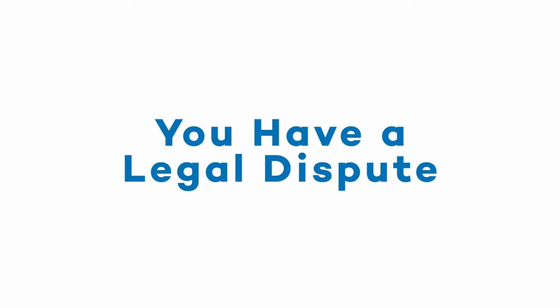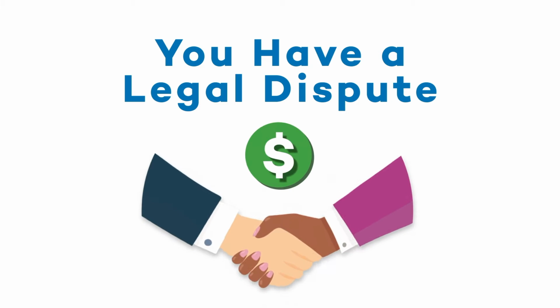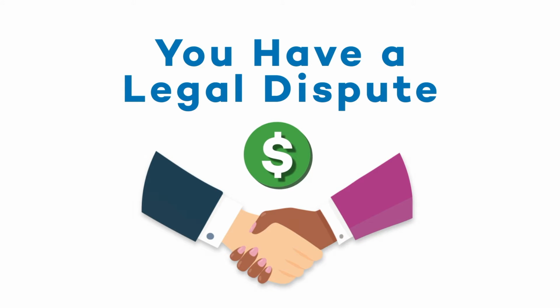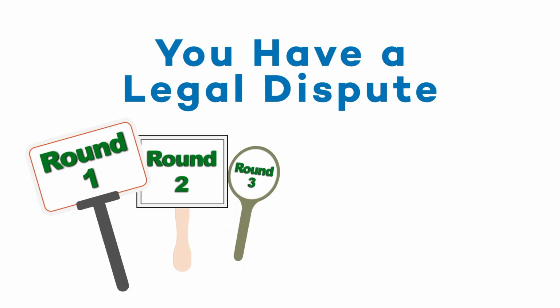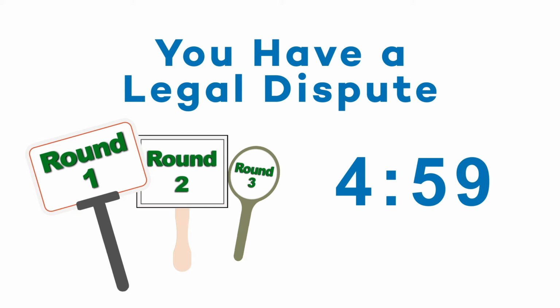When you have a legal dispute that you want to resolve, you need a settlement number. You can get to that settlement number using Try to Settle with up to 3 rounds of confidential timed bids of 5 minutes or less.